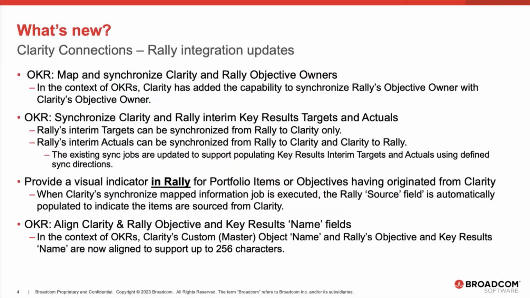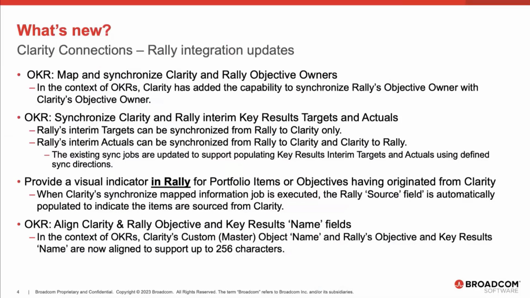Next is the ability to synchronize interim key result targets and actuals between Clarity and Rally. The existing sync job has been updated to sync Rally's interim targets from Rally to Clarity. So this is targets from Rally to Clarity. And Rally's interim actuals can be synced in either way, from Rally to Clarity or Clarity to Rally directions.